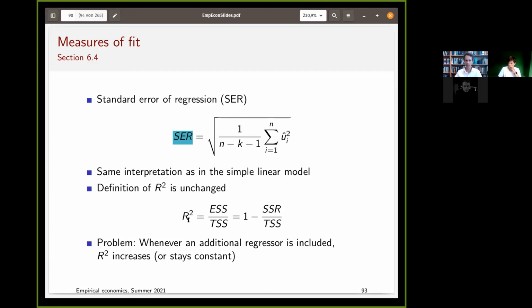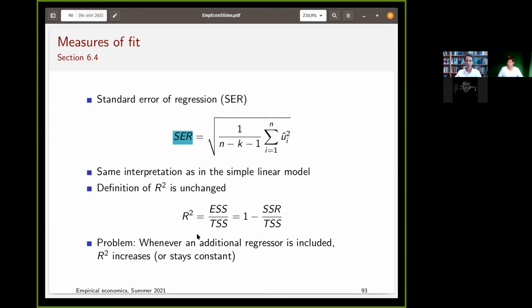R squared is defined as the share of the explained sum of squares divided by total sum of squares, or, which is absolutely equivalent, 1 minus the share of sum of squared residuals divided by total sum of squares. So that's really exactly the same as before. We can use this measure of goodness of fit as before. But there's a problem. If we use the R squared to say whether one model is better or another model is better in terms of goodness of fit, then we would always prefer models with more regressors.